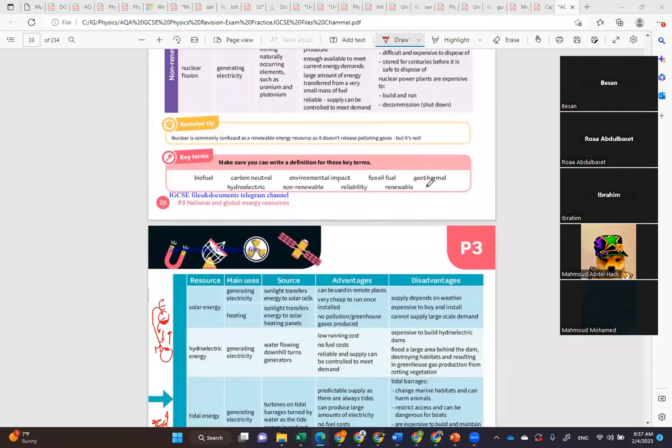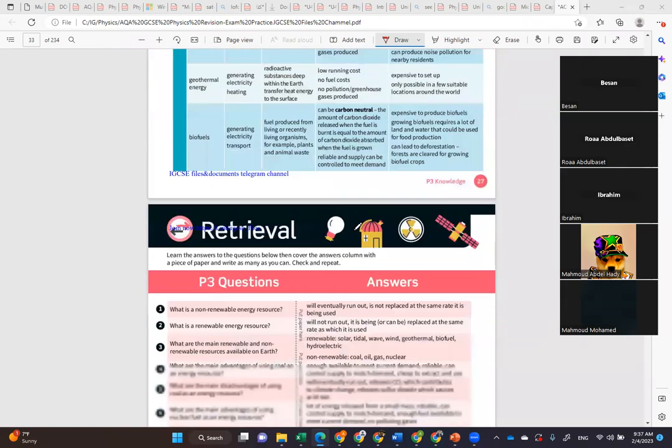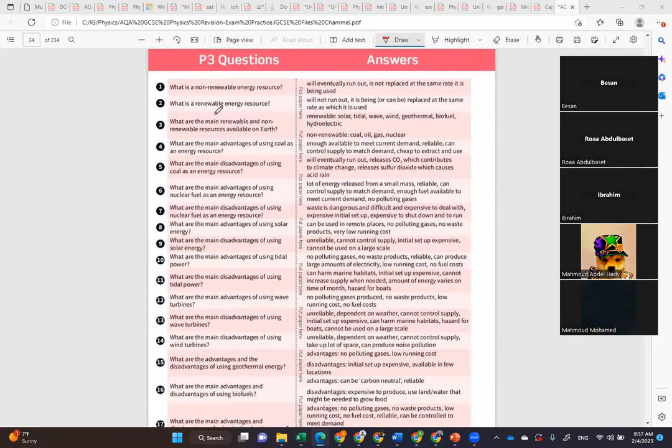So renewable, you know the renewable, you know the geothermal. So we're gonna turn to this question. I'm gonna read some of the questions and answers, and then we're gonna turn to the lesson questions, general questions. What are the non-renewable energy resources? Non-renewable energy resources are the resources that will eventually run out and are not replaced at the same rate at which they are being used. What are the renewable energy resources? Opposite to the non-renewable energy resources. They will not run out, and are being or can be replaced at the same rate at which they are used.